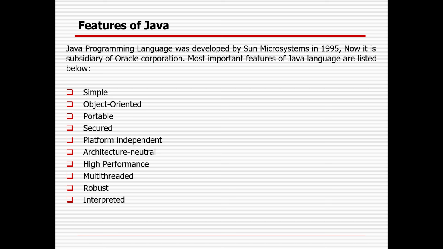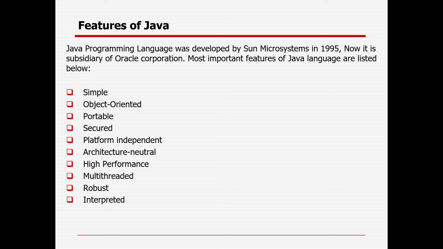Architecture neutral: the Java compiler generates an architecture neutral object file format, which makes the compiled code executable on any processor, with the presence of the Java runtime system or JRE. Okay, that part I will cover slowly. You can also know Java's performance.